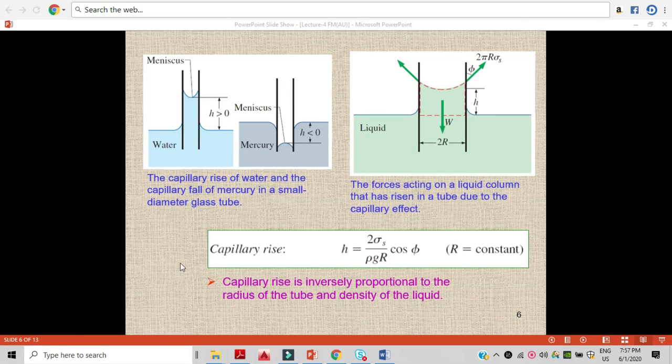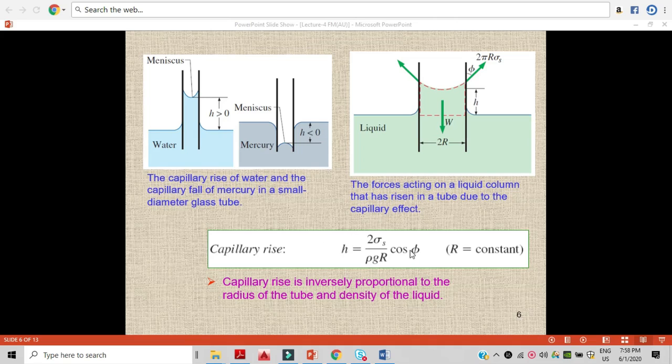Now there is a question: how can we neglect the capillary effect? How can we do that? We can neglect the capillary effect only by increasing the diameter of the tube, because here you can see the capillary rise is indicated with the H, and it is inversely proportional to the radius of the capillary tube. If you increase the diameter or radius of the capillary tube, what will happen? The capillary rise will fall, because these are inversely proportional.